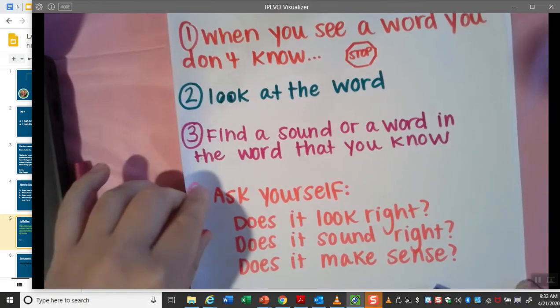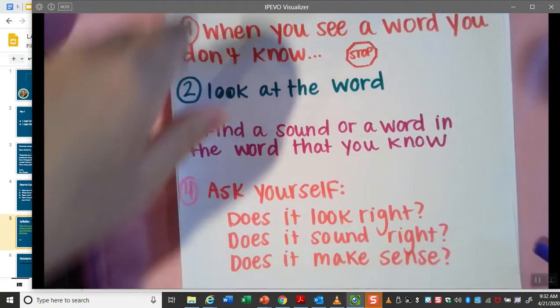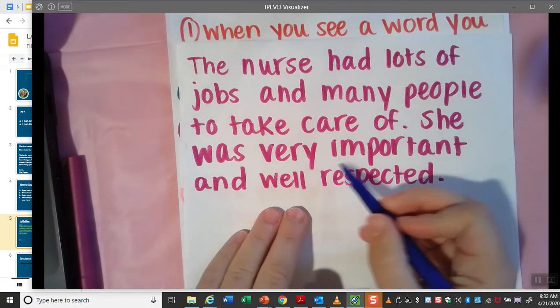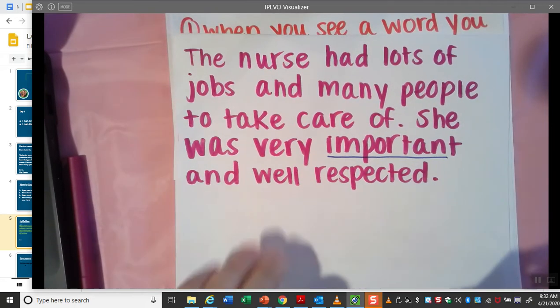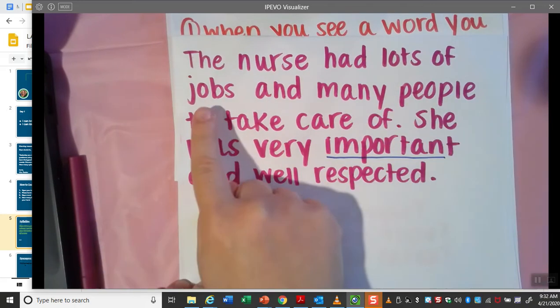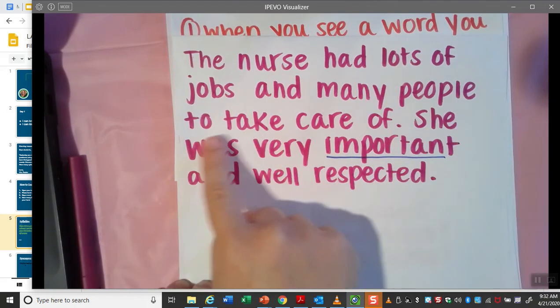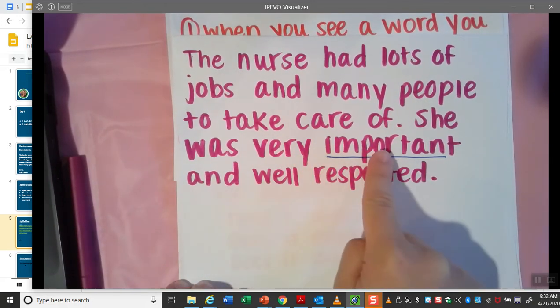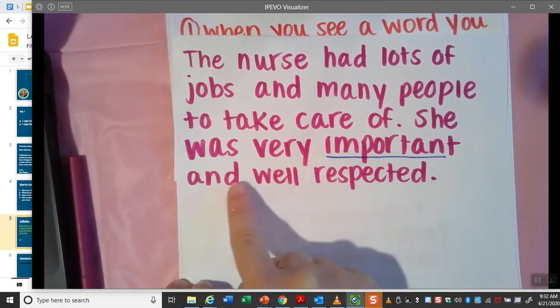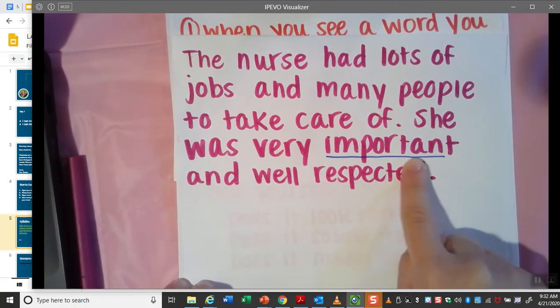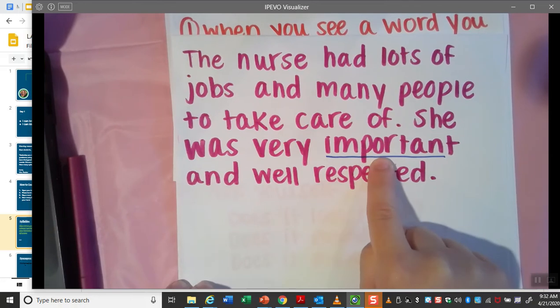So for example, yesterday I was reading an article and I came across a word that I did not know. This is the word that I did not know. I'll get there in a second. The nurse had lots of jobs and many people to take care of. She was very, and well respected. All right, so this is that word that I don't know.